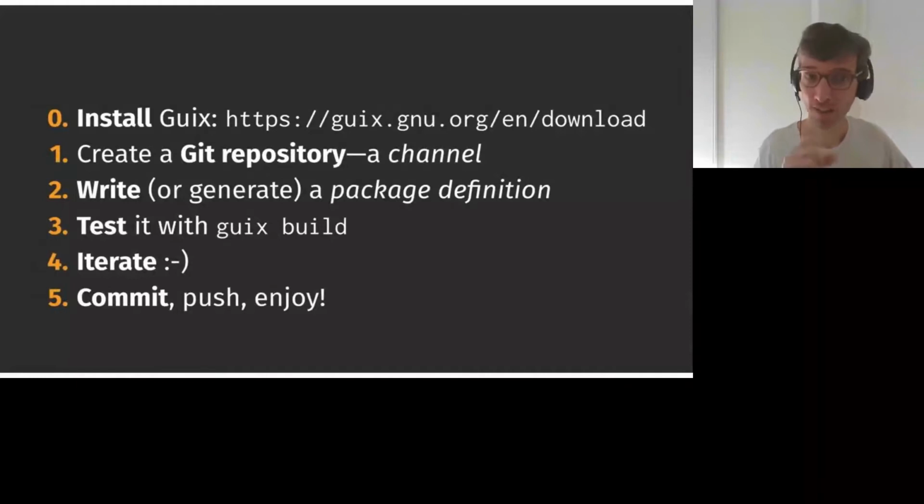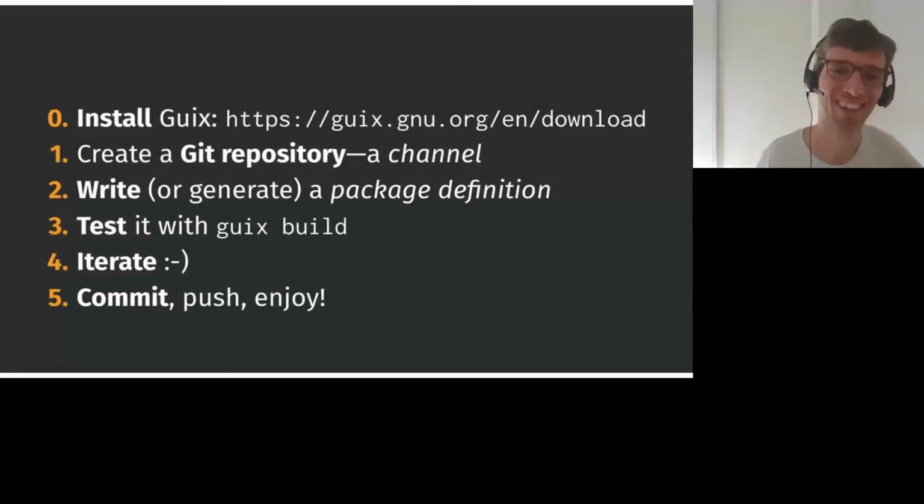Right, so the next step would be to create a Git repo to contain your package definitions. In Guix parlance, we call that a channel. A channel is basically a repository that contains several package definitions. Second step, you would write or generate your package definition. Then you would test it with guix build. Usually, I won't lie, it takes several iterations. No matter which tool we're using, it takes several iterations to actually make sure that your package builds correctly. And finally, you would commit your file, push, and enjoy.